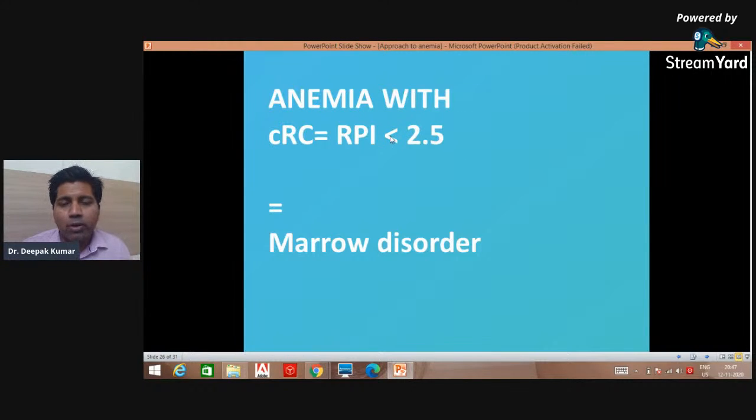The value that you need to remember is not the actual reticulocyte count percentage of 1 to 2. When you're evaluating anemia, what you need to remember is the reticulocyte production index or the corrected reticulocyte count, which is 2.5. The number you need to remember when you're evaluating anemia is 2.5. So anemia with corrected reticulocyte count or reticulocyte production index of less than 2.5 will be a marrow disorder. So there is hypoproliferation or a maturity defect happening inside the bone marrow in the phase of production.